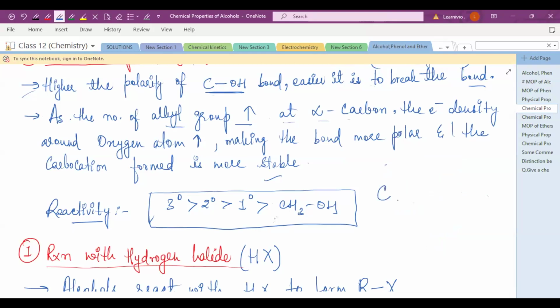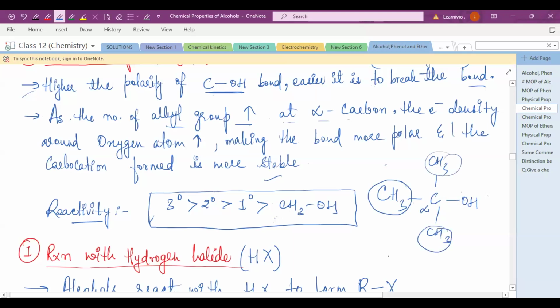Let's see, this is your CH3, C, CH3, CH3, and OH. So OH is attached to this carbon, so this is your alpha carbon. Alpha to the alpha carbon, there are three alkyl groups attached, and you know very well an alkyl group is an electron donating group, and due to the electron donating group it shows plus I effect, plus inductive effect.